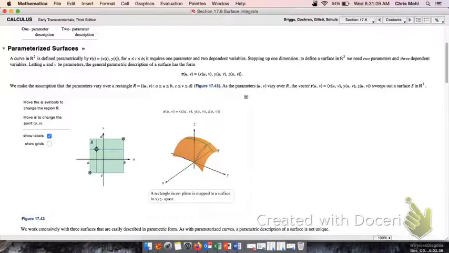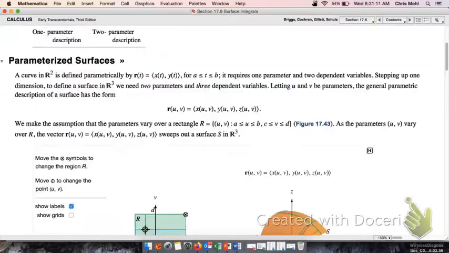So here's the basic idea. Let me change the size a little bit. So again, if you read the top, a curve defined in R2 is defined parametrically by a function r of t with component functions x of t and y of t. It only requires one parameter and two dependent variables, x and y.